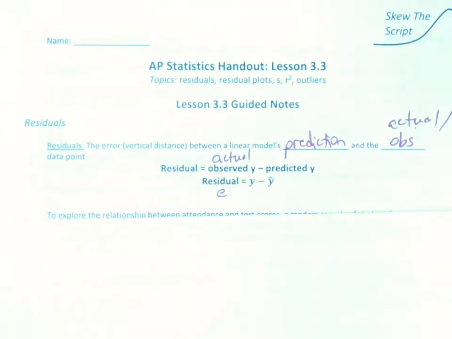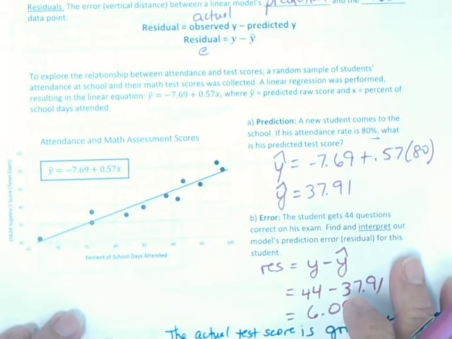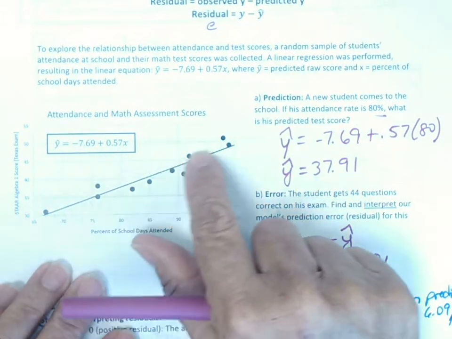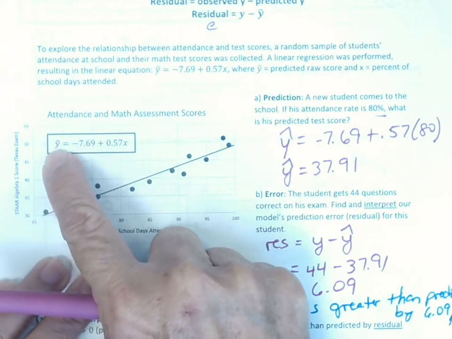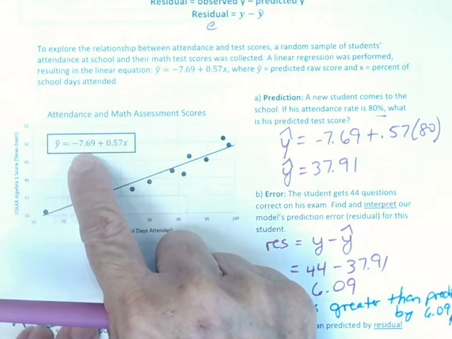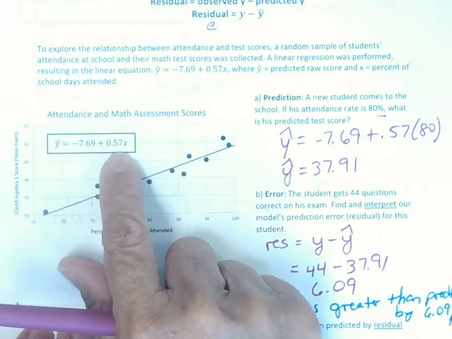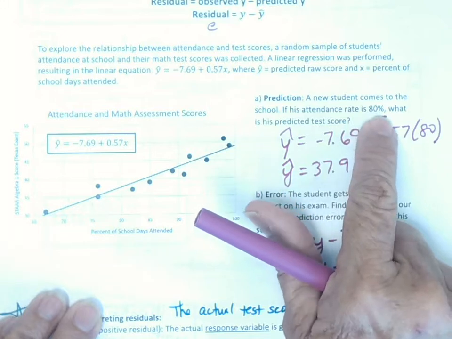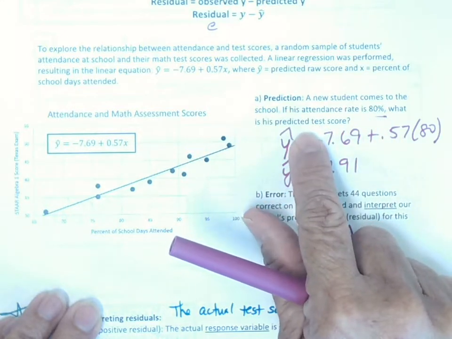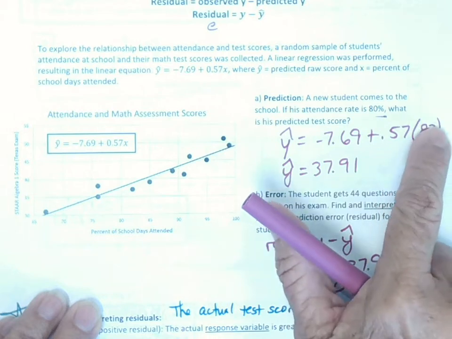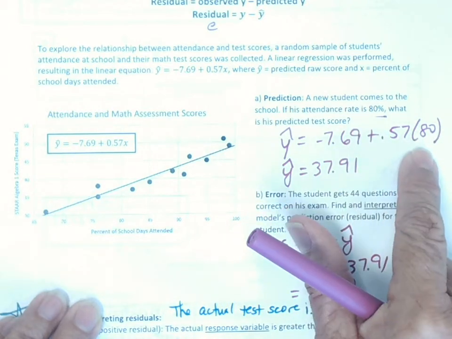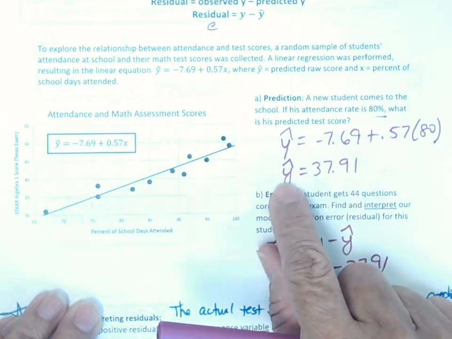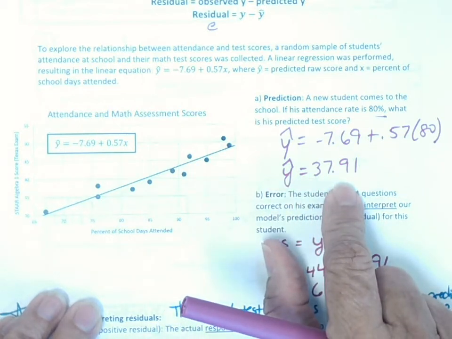So let's take a look at what we were exploring last time, and that was how attendance affected the math STAAR scores. We had this least squares regression line of the predicted STAAR test score is equal to negative 7.69 plus 0.57 times the attendance percentage. So if I know someone's attendance rate, I can predict what their test score would be. I'm simply taking that attendance rate and plugging it in for the x, and we get a predicted value of 37.91.